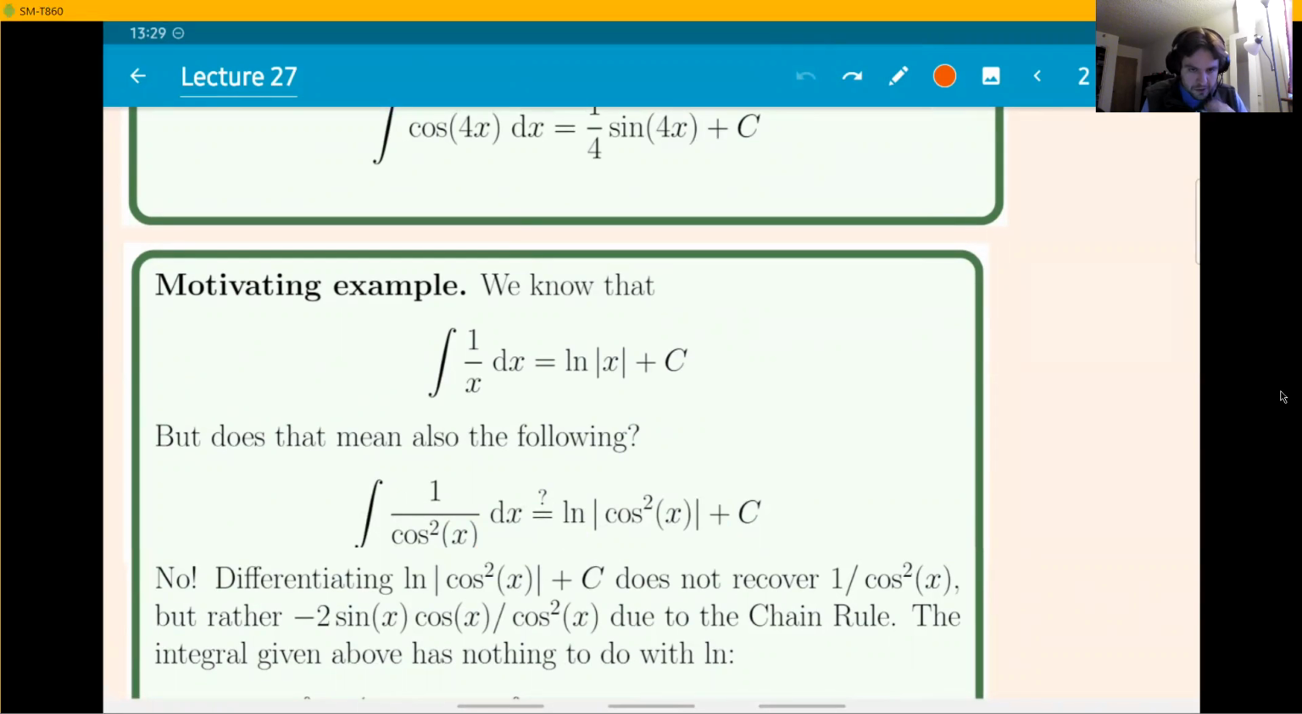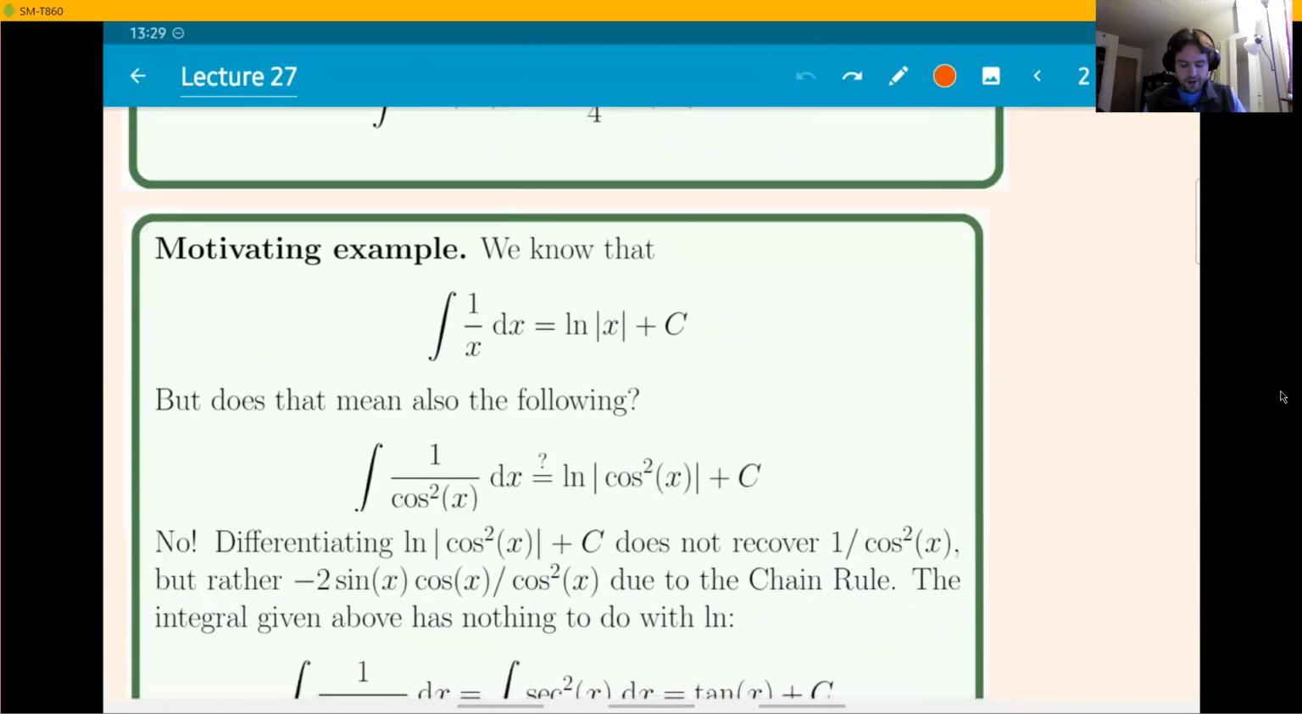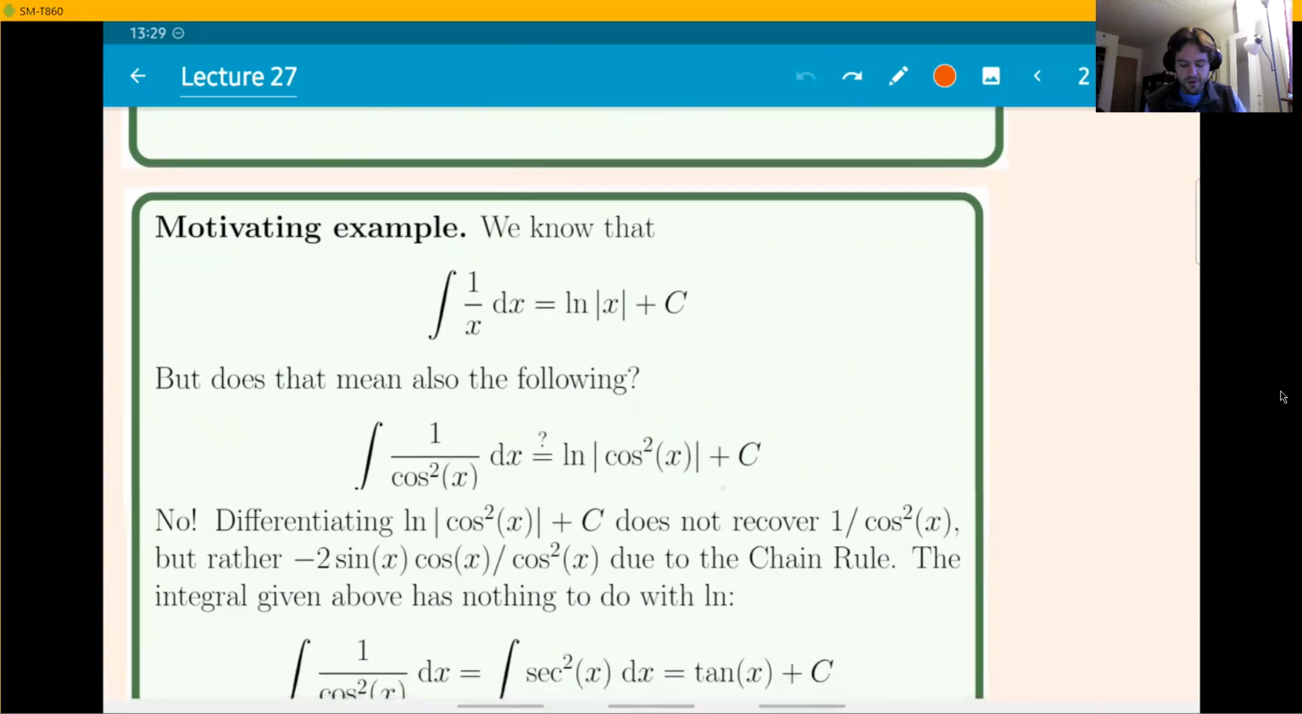Once again, how do we check this is not true? Take a derivative of this side. If it were true, then you should recover 1 over cosine square, but that's not going to be the case. When you differentiate this side, you don't recover 1 over cosine square, but rather, what is the derivative? Instead of just 1 over cosine square, which would be the derivative of ln, the chain rule will also force you to multiply that by the derivative of cosine square, which is 2 cosine times minus sine. That's this term here.